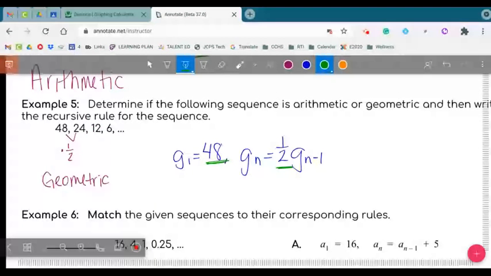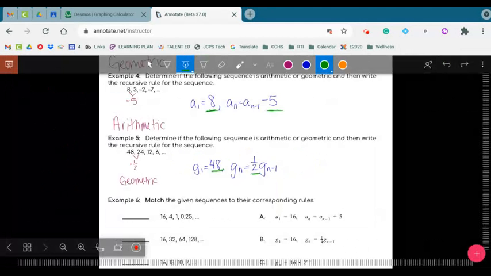Okay, so that's it on writing equations for today. We're going to go down and do the matching part, and then we will be finished. If you guys have any questions, please let me know.